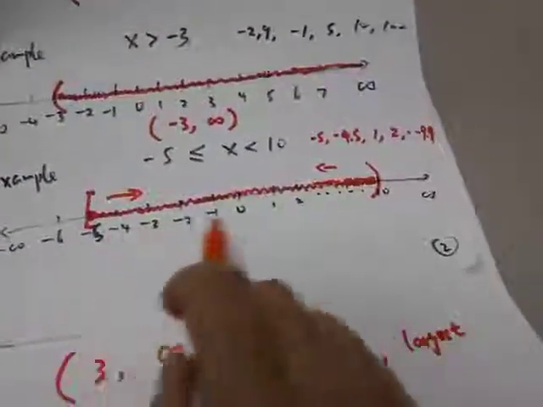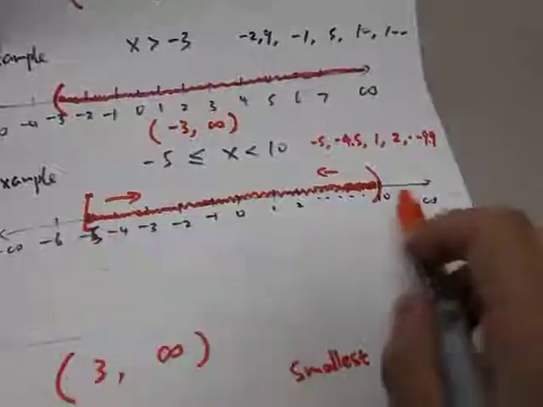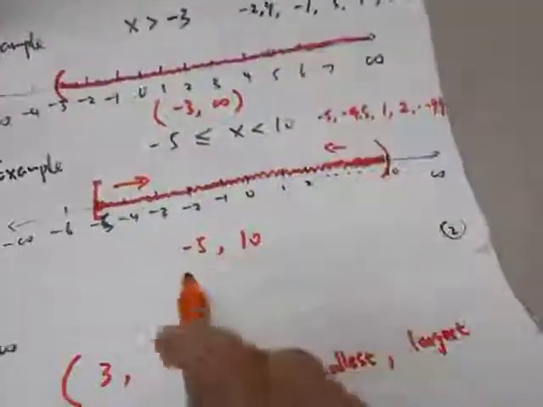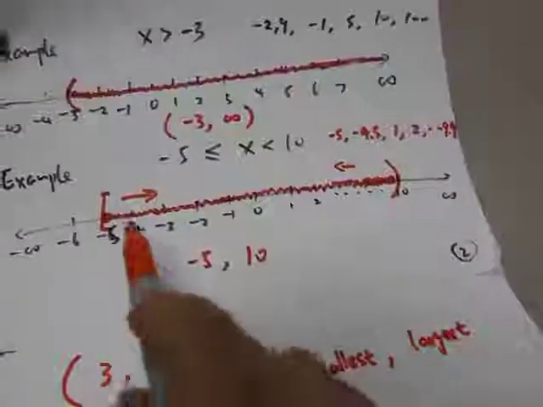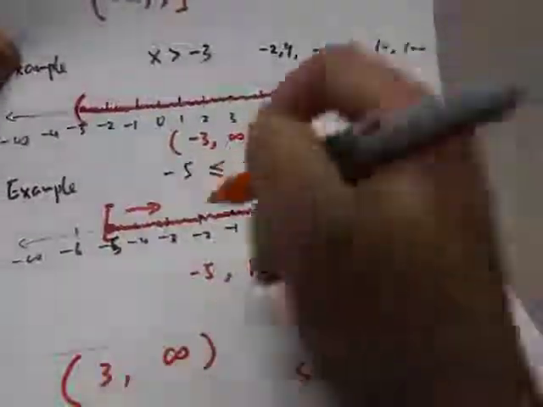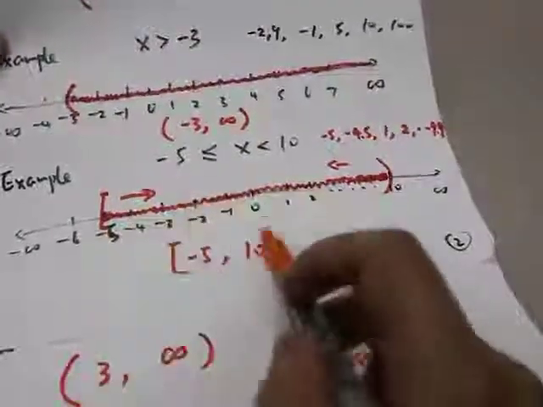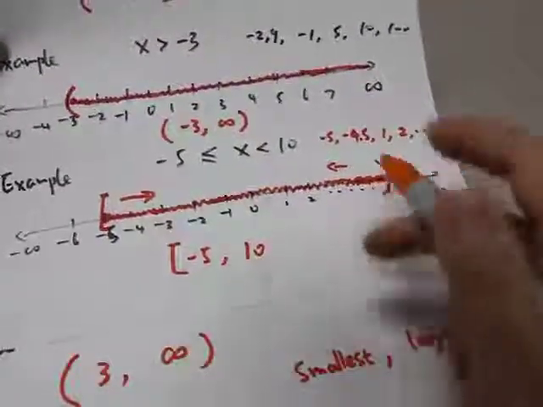And in this example, from -5 to 10. So we'll go ahead and write down -5 and 10, and over -5 we have a bracket, because this is what we saw from our graph. And over 10 we have a parenthesis.